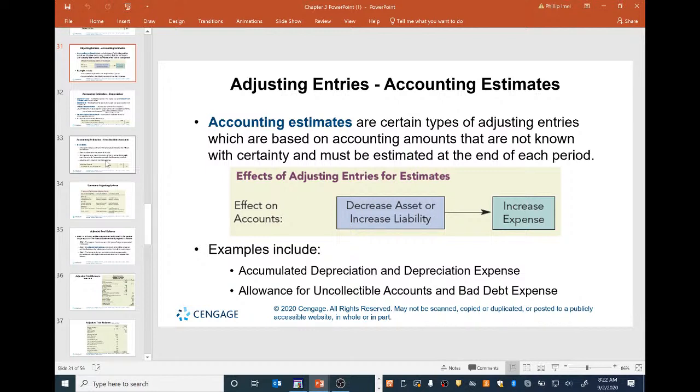Some good examples of these accounting estimates would be accumulated depreciation and depreciation expense. I believe everyone's familiar with that from principles of how we account for depreciation. And then the allowance for uncollectible accounts and bad debt expense. And I'm sure that's another topic that everyone's pretty familiar with as far as how we carry accounts receivable and the allowance for it.